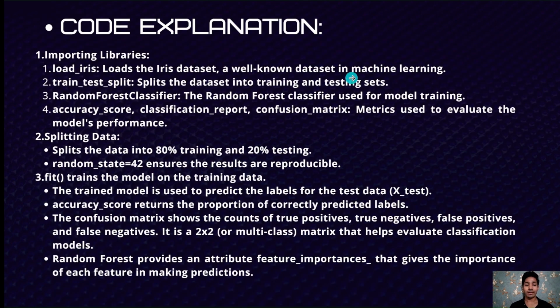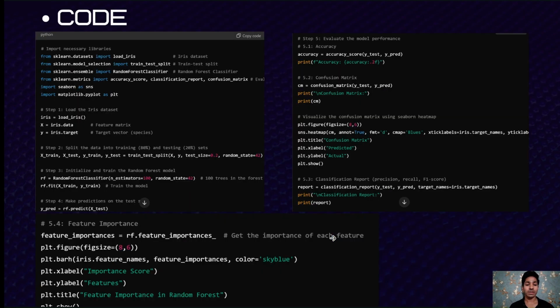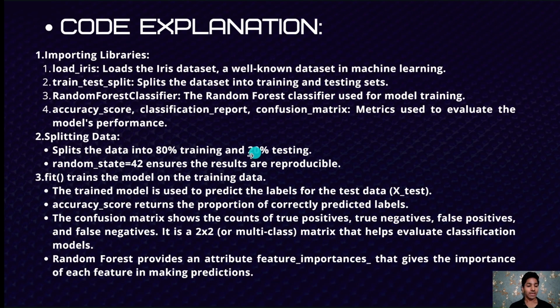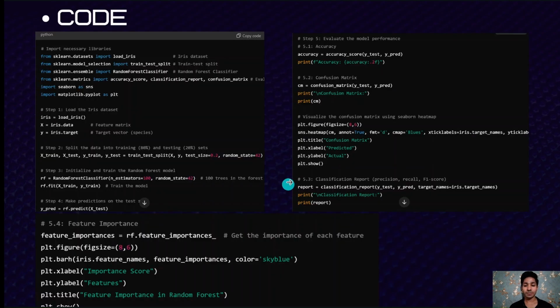Then we have the confusion matrix. The confusion matrix shows the count of the true positives, true negatives, false positives, and false negatives. It is a 2 by 2 matrix that helps evaluate classification models. And then we will print our output in the form of a confusion matrix. And then we have random forest, which provides an attribute, feature importance, that gives the importance of each feature in making predictions.